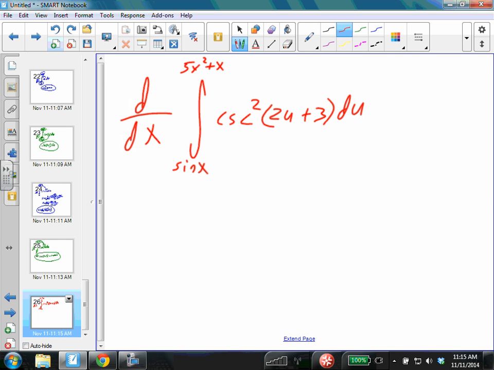5x squared plus x, yeah, is the upper bound. 5x squared plus x. Okay, but we know the pattern, right? So all I've got to do is just stick to the pattern. Okay, so somebody tell me what you think you would get for this. Five x. Yeah, that's all x's, nothing but x's. Yeah, that's 5x squared plus x up top.